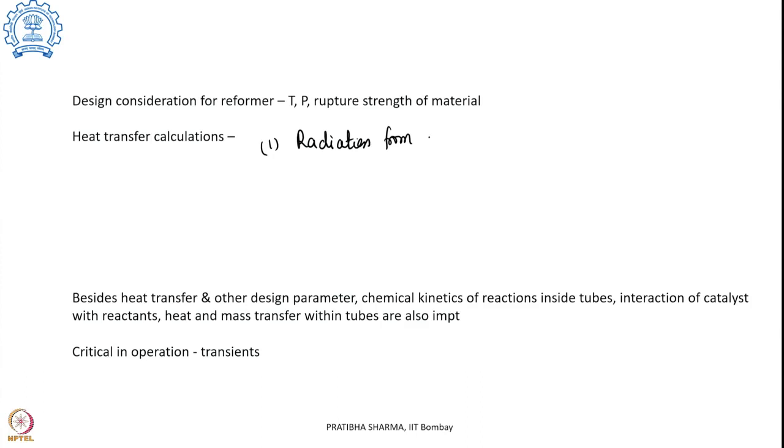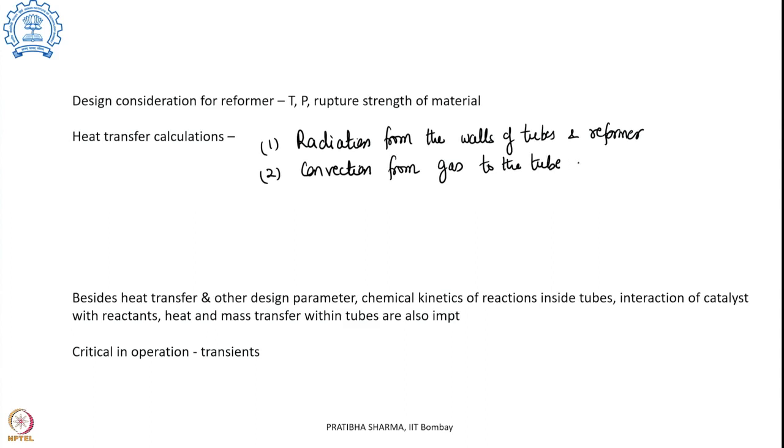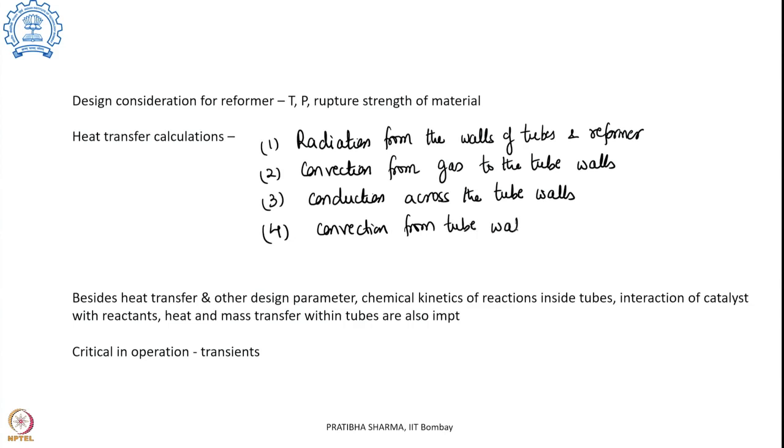Radiation takes place from the walls of the tubes and the reformer. Then comes the convection from the combustion gases, the flue gases, to the tube walls. Conduction across the tube walls. Convection from the tube walls across the catalyst bed to the catalyst and to the reactants. So all these aspects need to be taken care of while designing the reformer and reformer tubes.